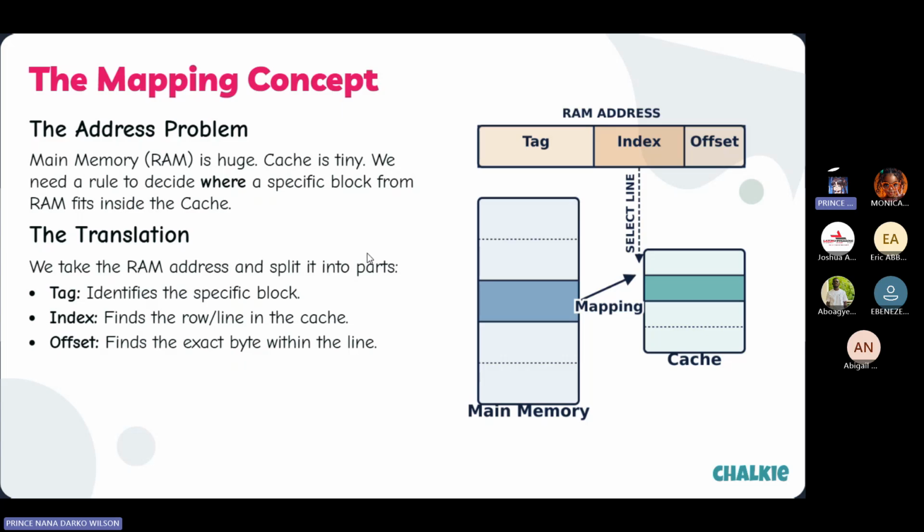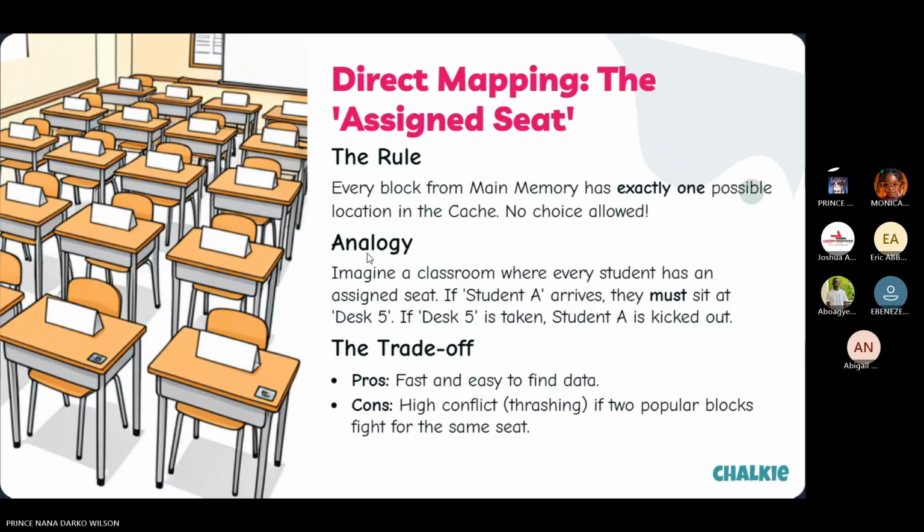We learned that it's broken into three regions: the tag, the index, and the offset. The tag tells us the specific block we are handling, whether it's block 45 or block 12. The index finds the row or the exact line in the cache where the data is being held. The offset finds the exact bytes within the line where the needed data is held. So the address is split into a tag, the index, and the offset, and putting them together gives you the full address for the data being stored.